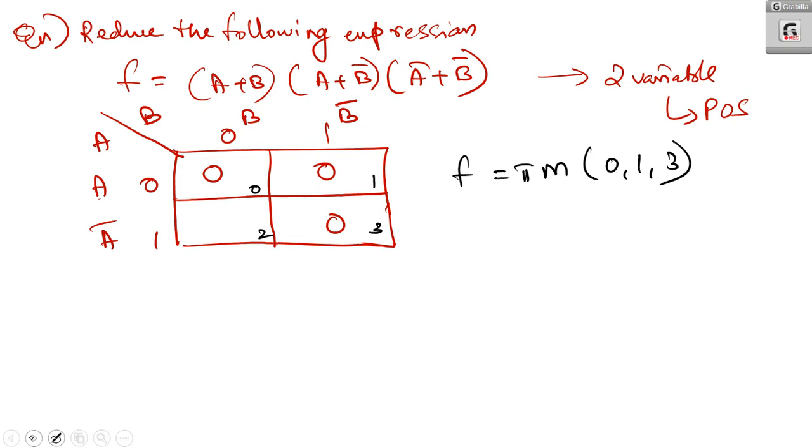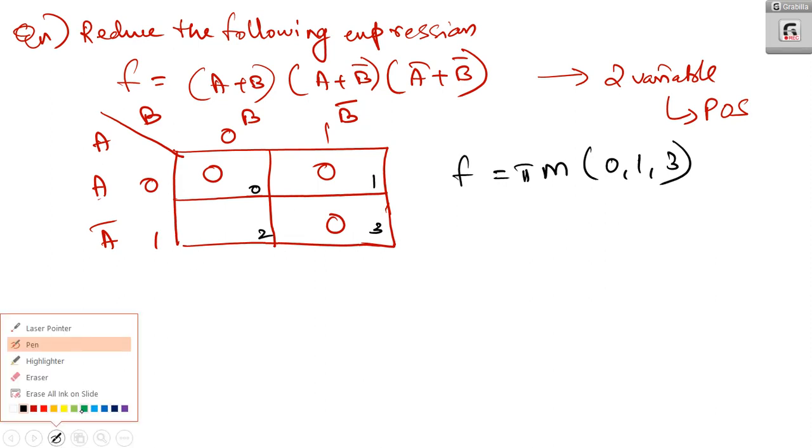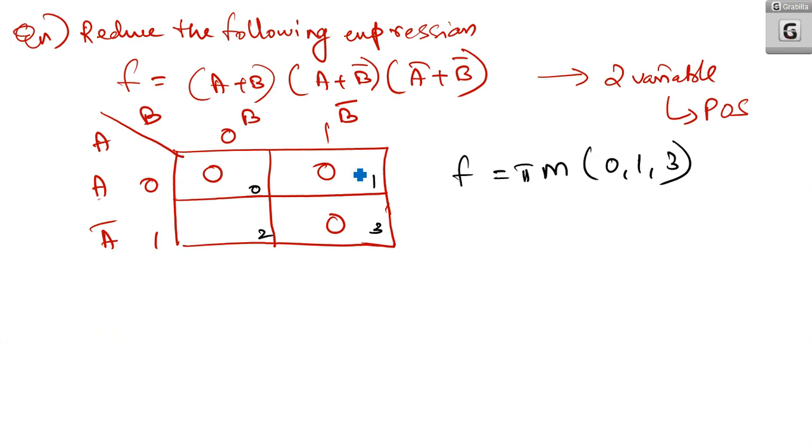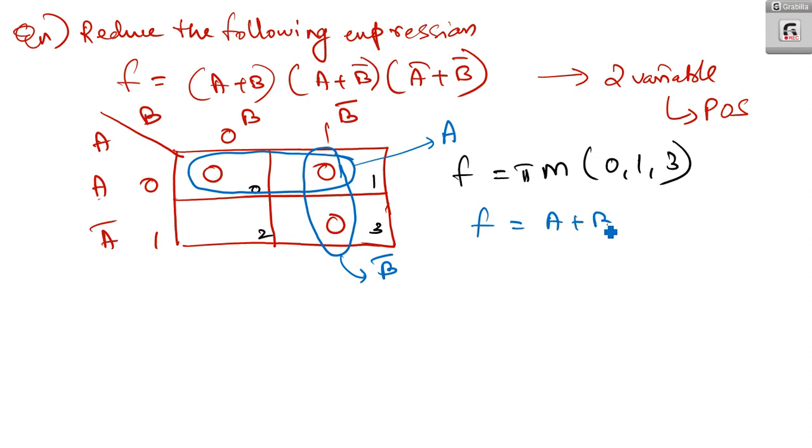Now if you are simplifying the expression in POS form, these two form a pair. So that gives A, because A is really common. Another thing is these two form a pair. That forms B bar. Therefore, the simplified POS expression is F is equal to A or B bar. That is the simplified POS expression.